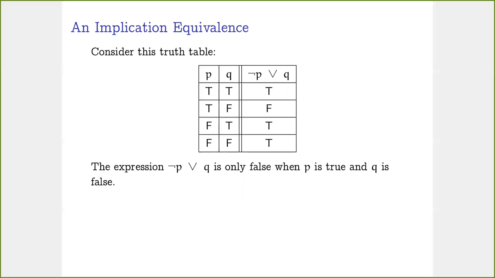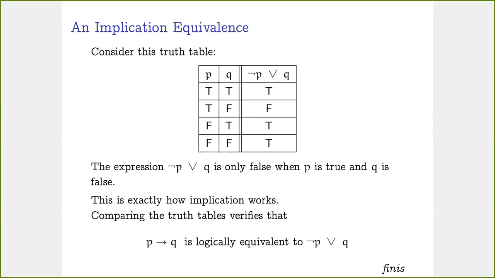Consider this truth table for not P or Q. It's going to be true whenever either Q is true, that's the first row or the third row, or when not P is true, that's the third row and the fourth row, because not P is true when P is false. You should notice in this truth table, that's the same truth table for implication. It's only false when P is true and Q is false. So this expression is logically equivalent to implication. P implies Q is logically equivalent to not P or Q.